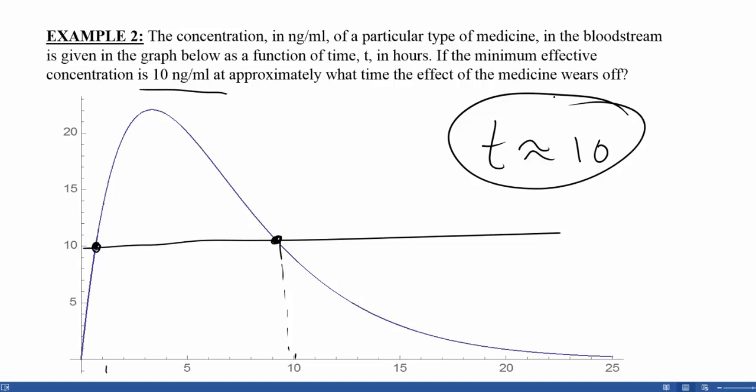Now, a word of caution. If you don't have a picture already graphed of your surge function, then you're going to need to do this on a calculator or some sort of computer, because you cannot set a surge function equal to a constant and algebraically solve. That's not something we have the tools to do, which means the only way we can look at minimum effective concentration is by graphing the surge function and graphing y equals the minimum concentration to see where they intersect.